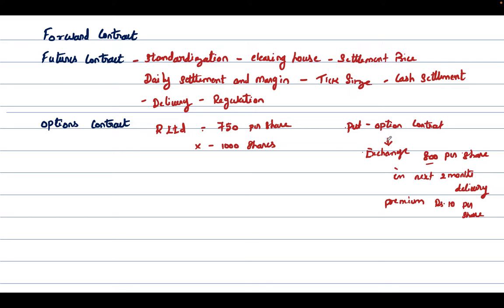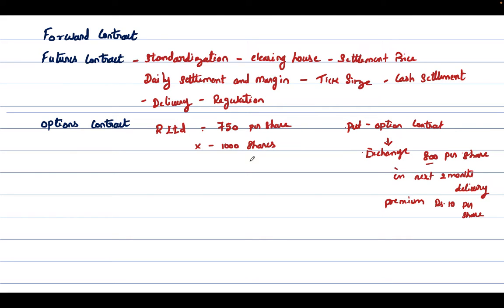So when he is not exercising this option, the premium amount which he paid to the exchange, rupees 10 per share, will be the loss for him. It alone will be the loss for him. There is no other loss for him. But if he is not buying this put option, in case the share value falls down, he will face a greater loss.